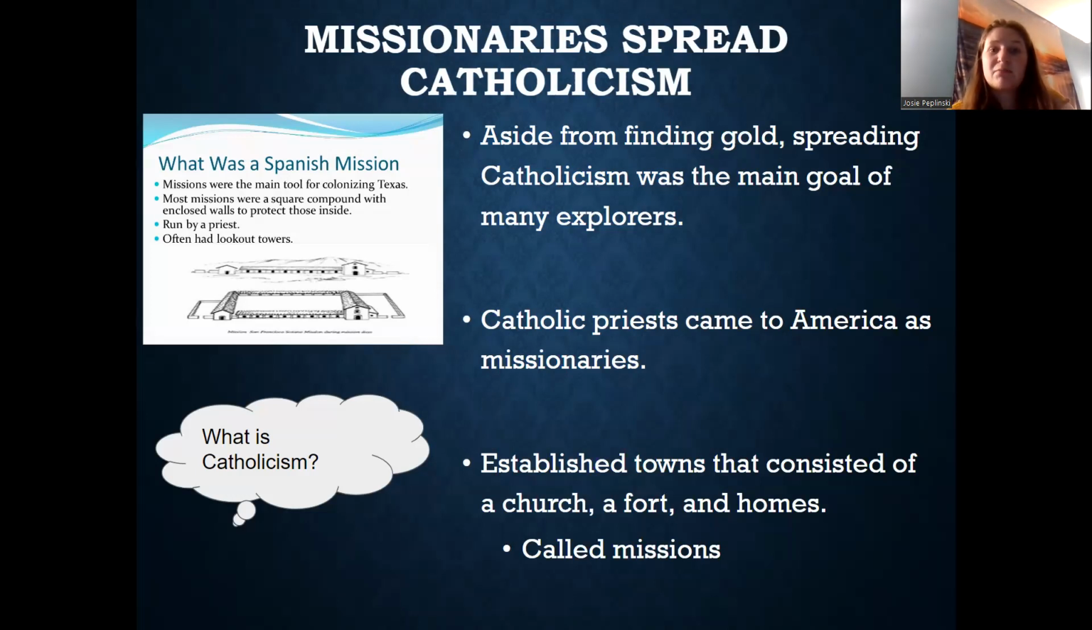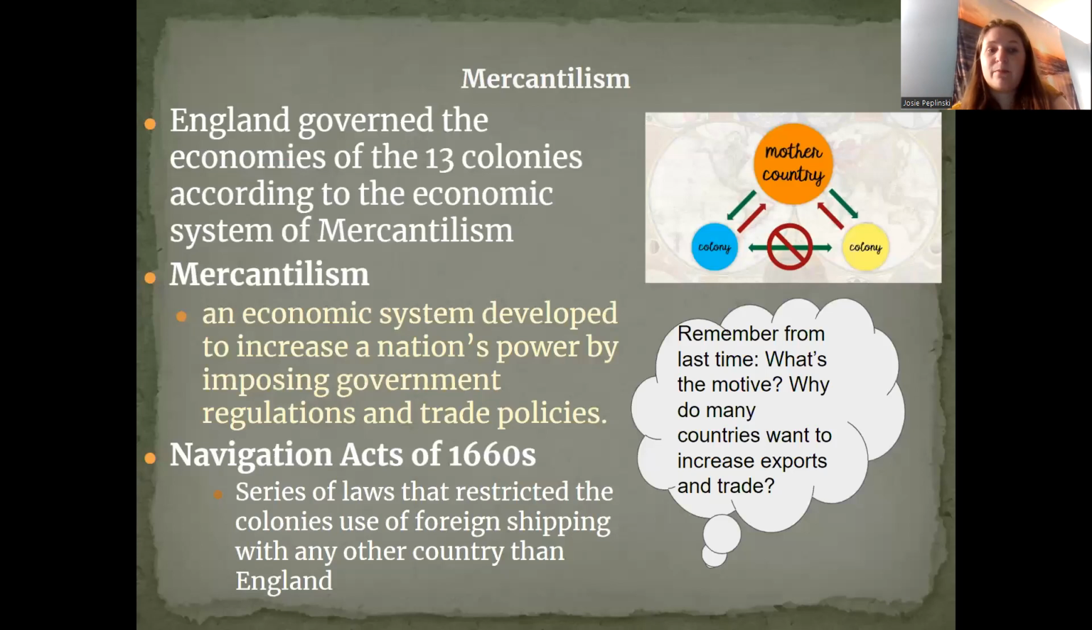They're going to send out these missions full of priests and other religious leaders to build churches, forts, homes, and try to help the native people to learn about this religion and convert them ultimately. So this was one of the goals of colonization.